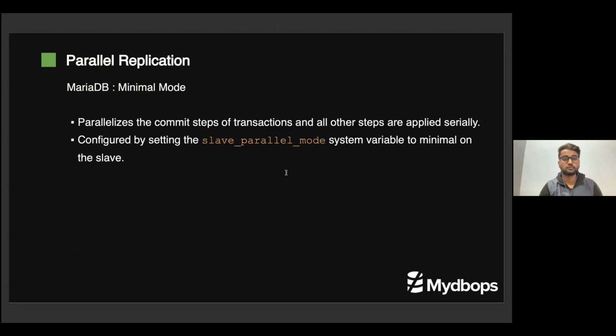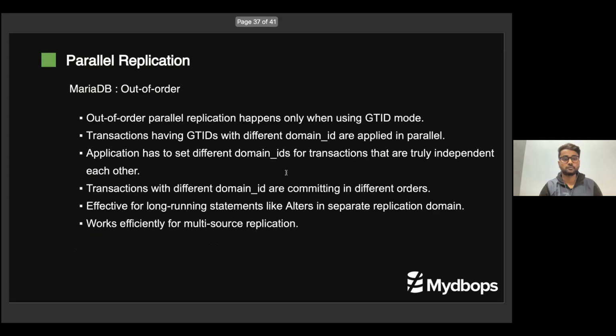MariaDB minimal mode, this is the third mode. It is the same: transactions will commit in the same order, but here the commit step of the transaction can be parallelized on the slave, while steps other than commit will not be parallelized, they will be serial or sequential. And this can be enabled by setting the slave_parallel_mode system variable to minimal.